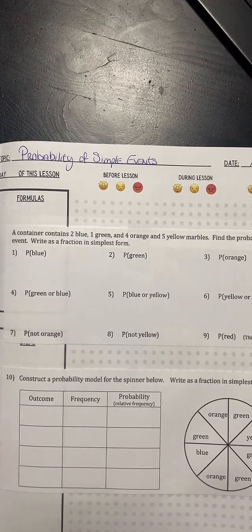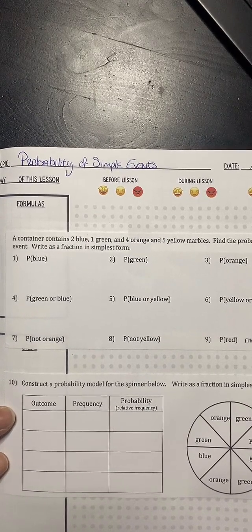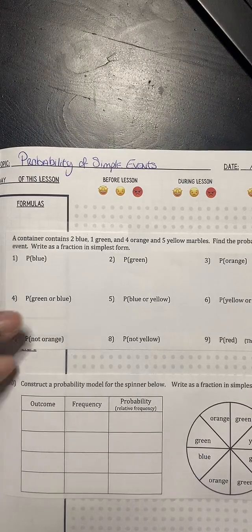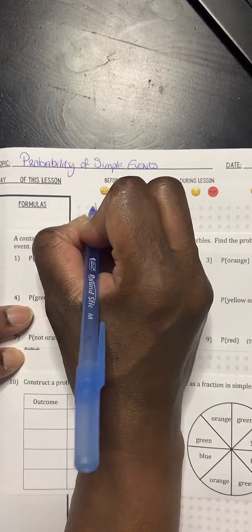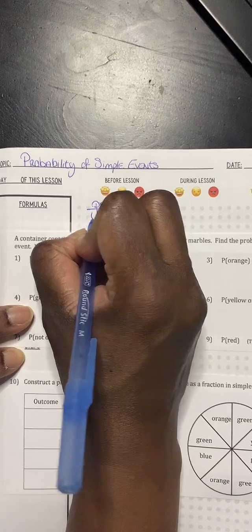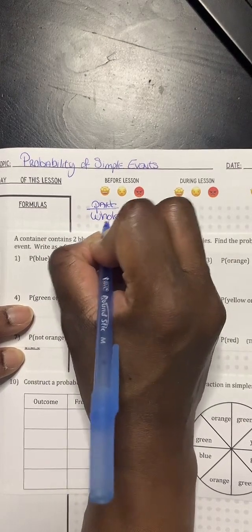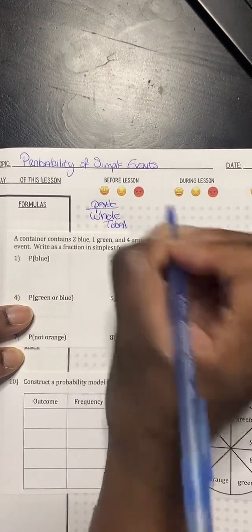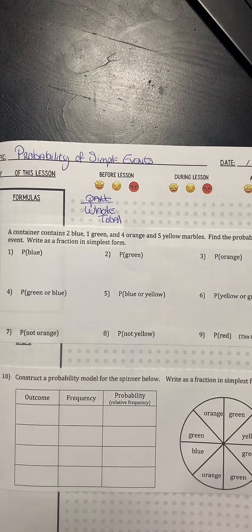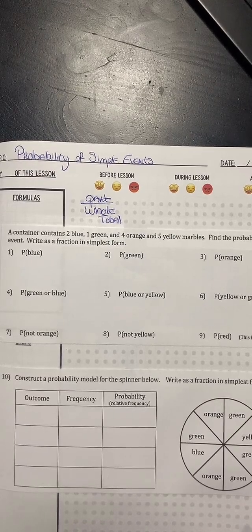When we're dealing with probability of simple events, we're looking at part over the whole. That's what it reminds me: what you're looking for is the part over the whole thing. When I mean the whole, I mean the total. So we're looking at simple fractions, what we're looking for over the total amount.